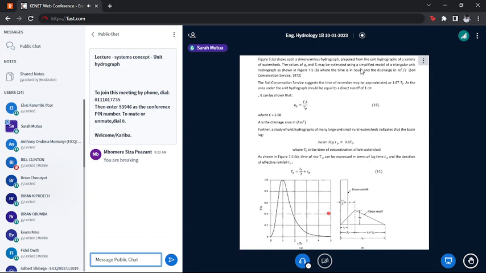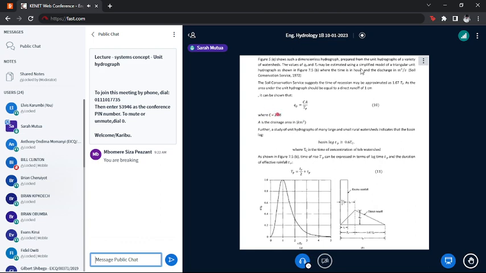TP is the basin lag time, or essentially time to peak, since the start of the rainfall, since the centroid of the rainfall. Notice here the time is TR over 2. So that means since the rainfall started and the rainfall duration is TR, so since the centroid of the rainfall duration, that is the time lag.